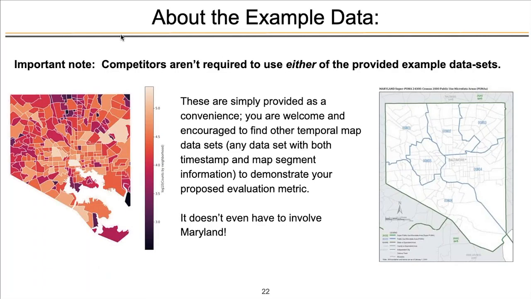But note, you are not required to use either of the probability or provided example data sets. You can come up with your own data set. You can find one online. You can create it yourself. You can generate it, especially as you may want to do this as you're examining interesting, tricky edge cases for how your metric behaves. You don't even have to involve Maryland. Regardless of NIST is in Maryland, we'll let you go someplace else. So just to note that. Okay, next slide.